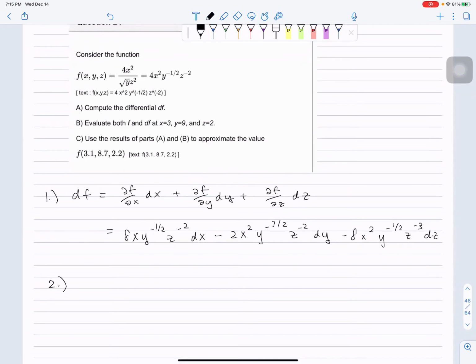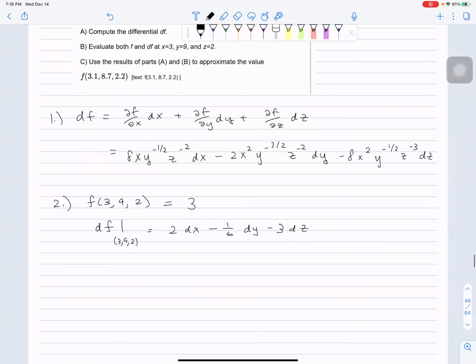Part 2, evaluate f at those points. So I plug in 3, 9, 2 into my original function, and I can evaluate it to 3. I have my df. I can also evaluate it at those 3 points. And I'm going to get 2 dx minus a 6 dy minus 3 dz. Now they want me to approximate f at these 3 weird values, right? They're not very nice. So how do I do that?